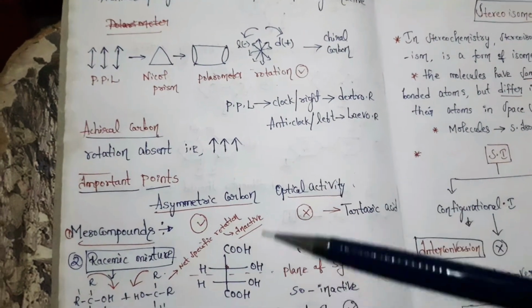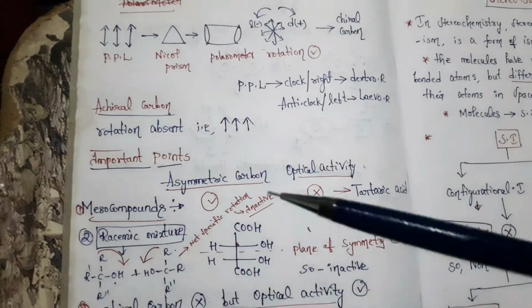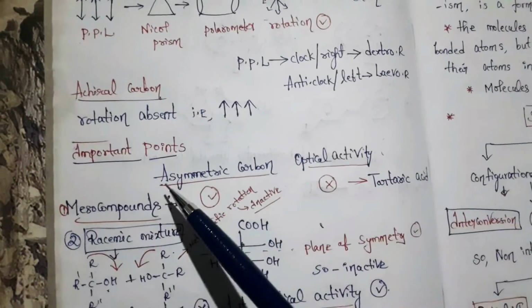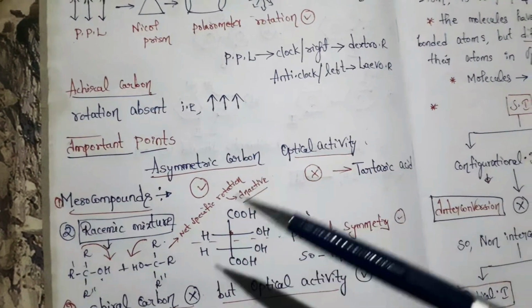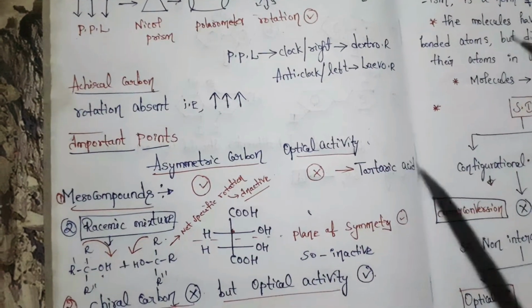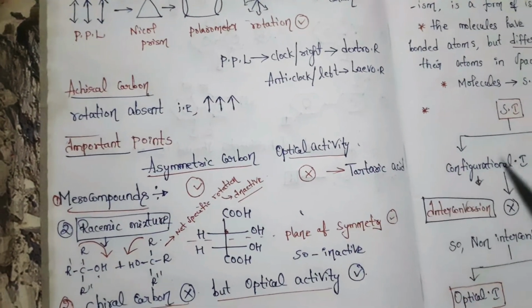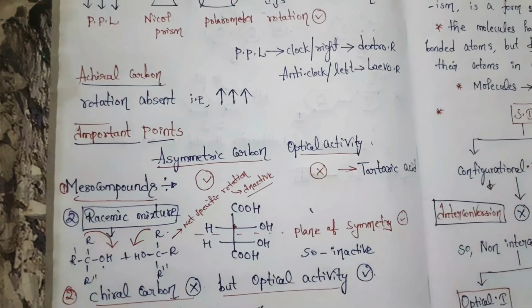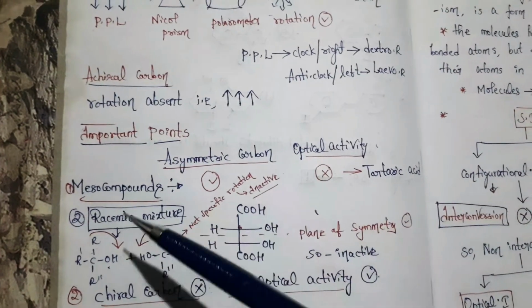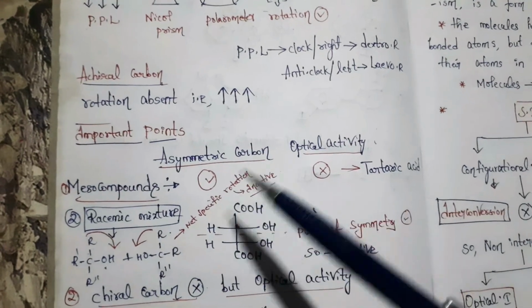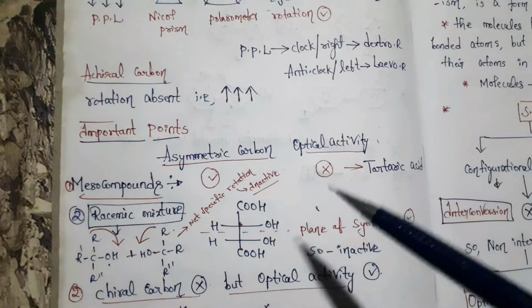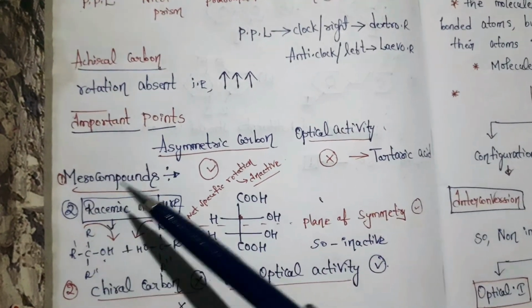Yeah, now we will discuss some points that are somewhat different. There are some compounds that have asymmetric carbon. According to our point, if asymmetric carbon is present, then it should show optical activity. But there are some compounds that have asymmetric carbon but do not exhibit any optical activity. For example, meso compounds.